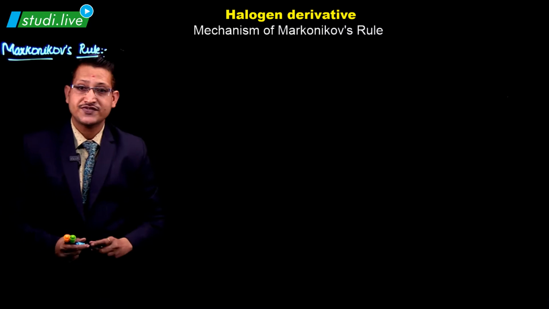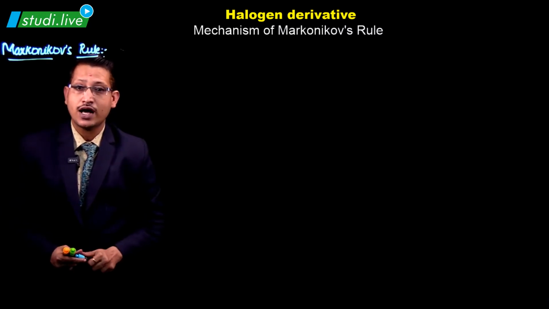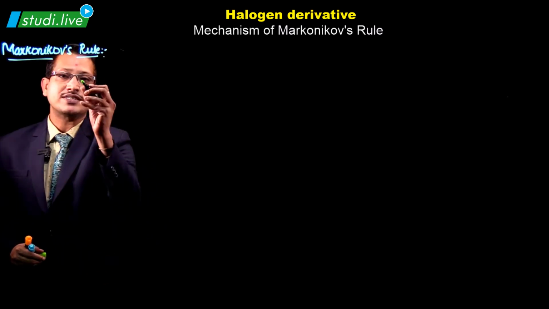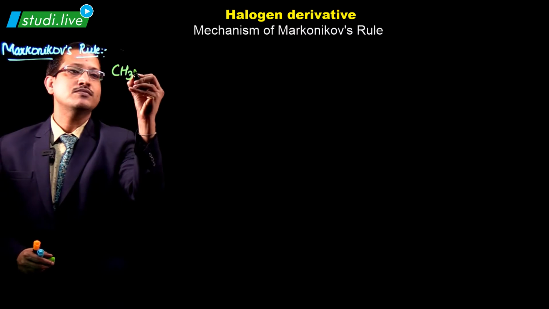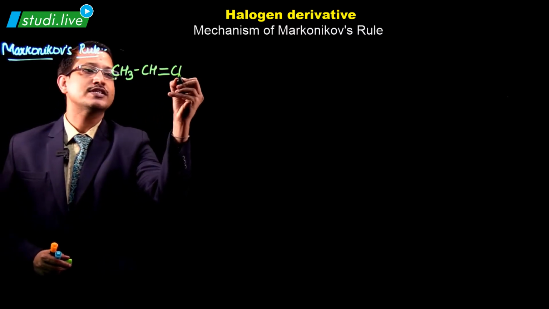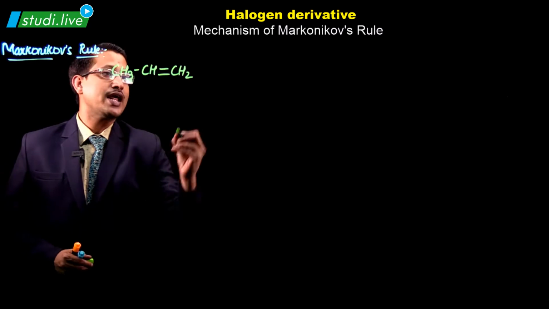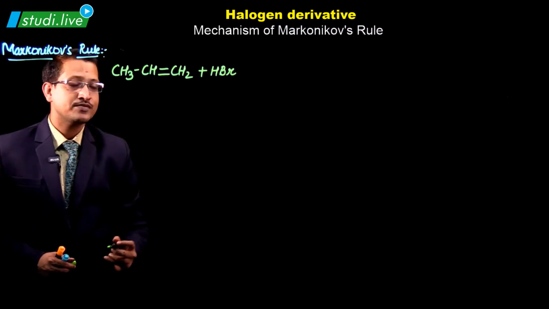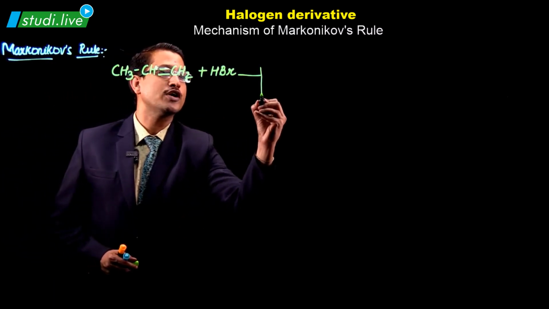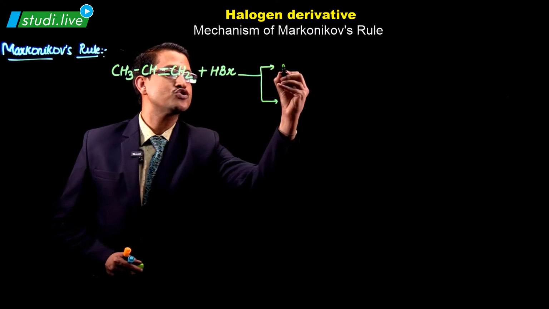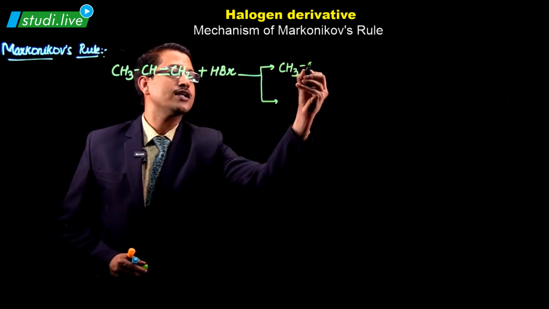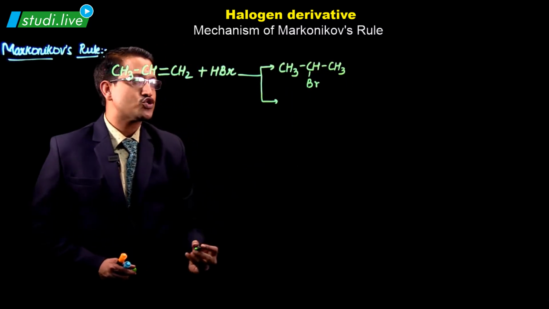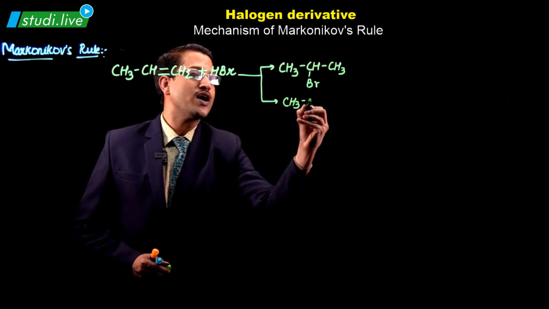In Markovnikov's rule, we said that if there is an unsymmetrical alkene and it reacts with an unsymmetrical reagent, for example CH3, CH, double bond CH2, this unsymmetrical alkene will react with the unsymmetrical reagent HBr. When this reaction takes place, two products can be formed. One is called 2-bromopropane and the other is called 1-bromopropane. This is what we did in our previous class.